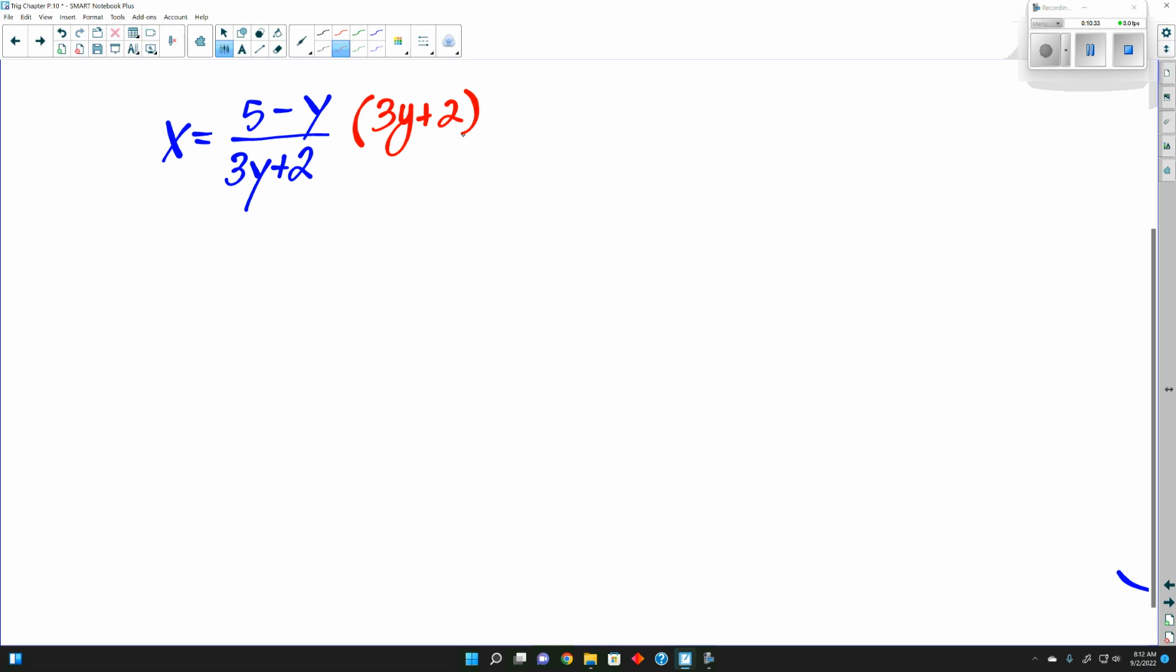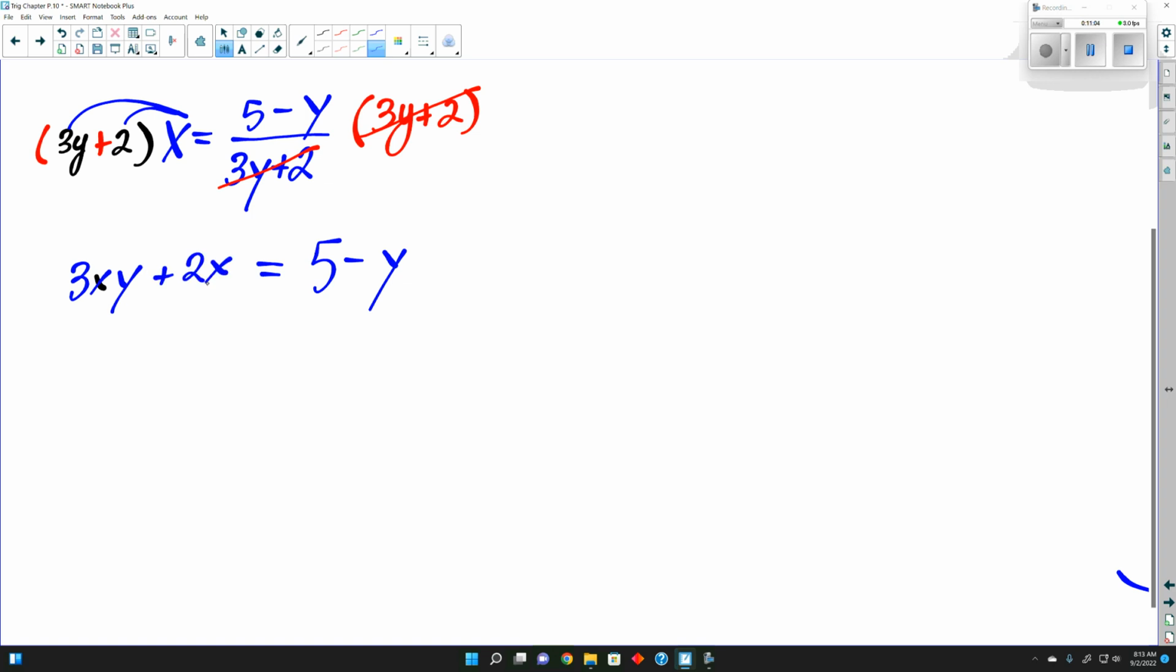plus 2. Because again, we would get 3y plus 2 over 3y plus 2, and these would cancel. And what we do to one side, we have to do to the other. And what this ends us up with is we have 5 minus y on the right side. And on the left-hand side, we have the 3y plus 2 times x. We have to distribute this, because there's going to be no way for us to actually separate those apart, the 3y plus 2 apart, without multiplying the x through it.